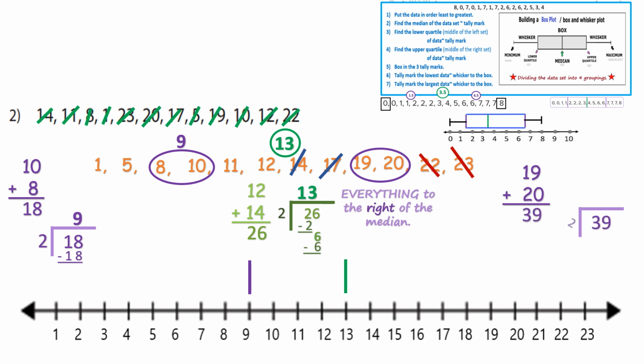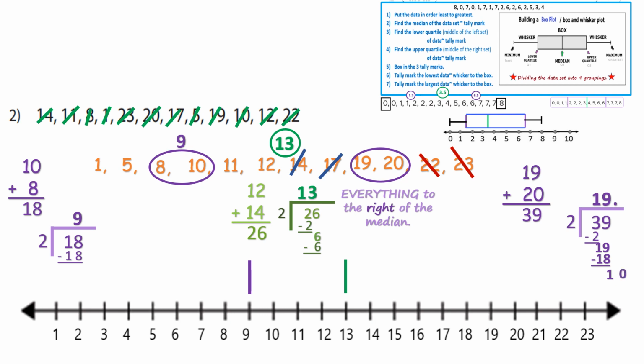So we add 19 to 20 and get 39. Then when I divide 39 by 2, I get 2 goes into 3 one time with 1 left over. I have 19, and 2 goes into 19 9 times because that's 18 with 1 left over.